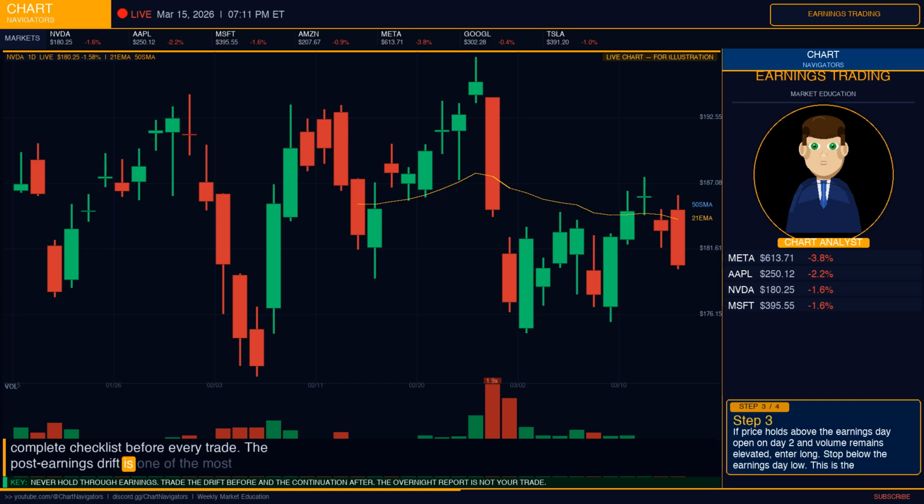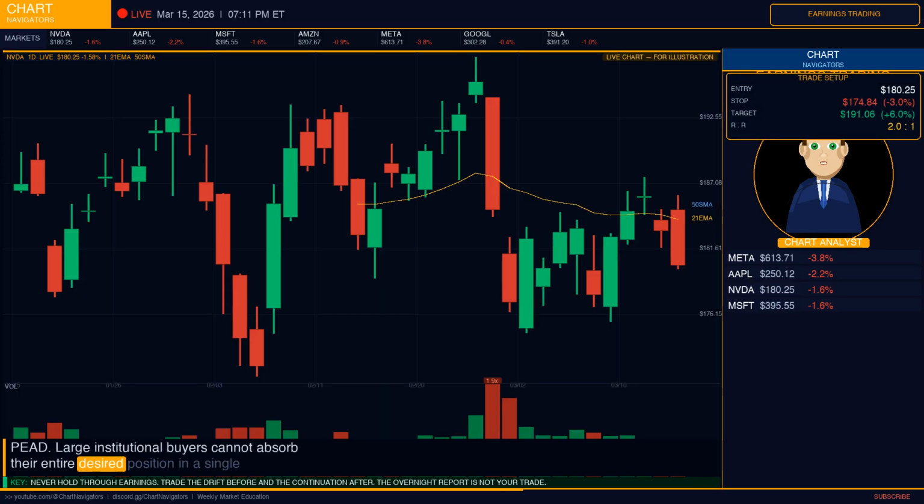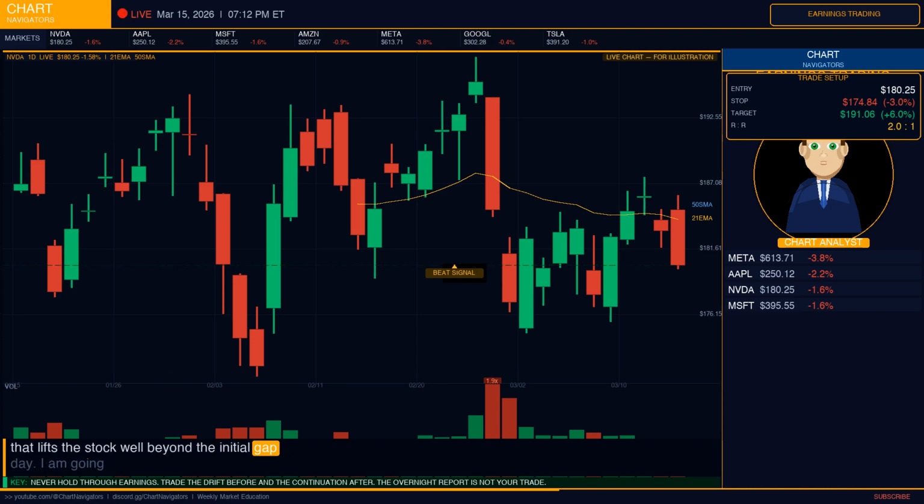The post-earnings drift is one of the most studied anomalies in finance. Academic research shows that stocks with large positive earnings surprises continue to drift higher for 30 to 60 days following the announcement. Post-earnings announcement drift, or PEAD. Large institutional buyers cannot absorb their entire desired position in a single session. They continue to accumulate over the following weeks, creating sustained buying pressure that lifts the stock well beyond the initial gap day. I am going to show you the earnings setup on one of today's most active names. You will see exactly how to apply this framework to a live situation.